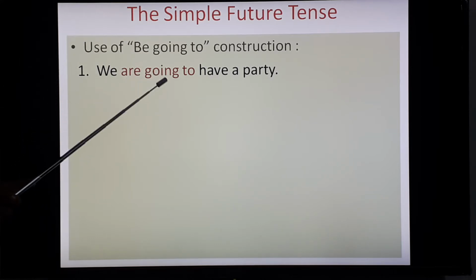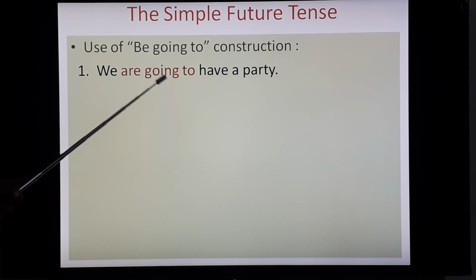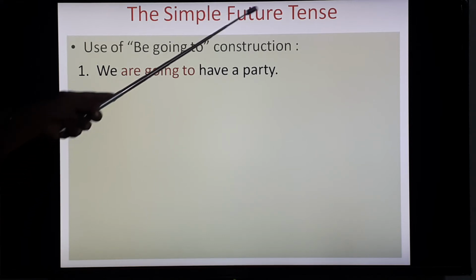First, we are going to have a party. We is given, that is why are is mentioned. So be form, that is are, and going to construction, you have to write are going to have a party. These are going to show simple future tense.